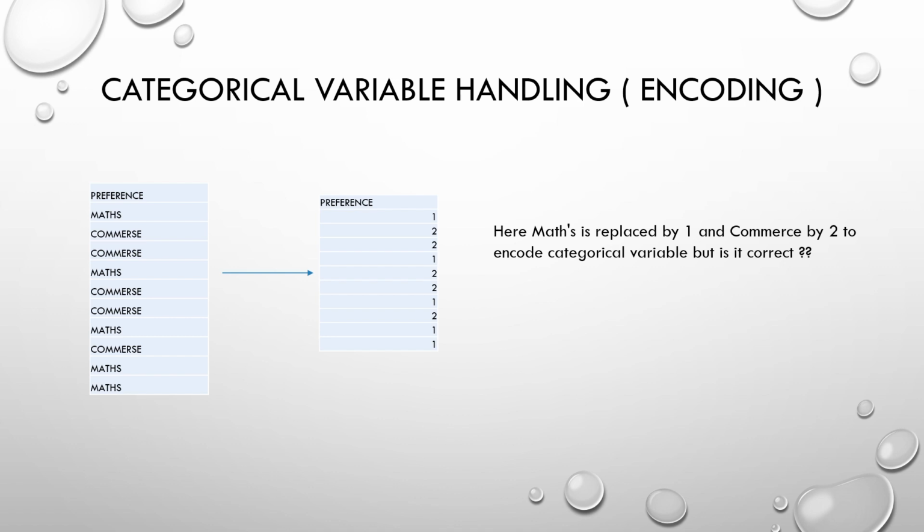When I say it needs to be corrected, see, commerce and maths we can't compare. These are not ordinal in nature. One is not bigger or smaller. But currently, like how we did it, we use 1 or 2. So obviously 2 is greater than 1, and while doing machine learning, it can impact the accuracy of the model.